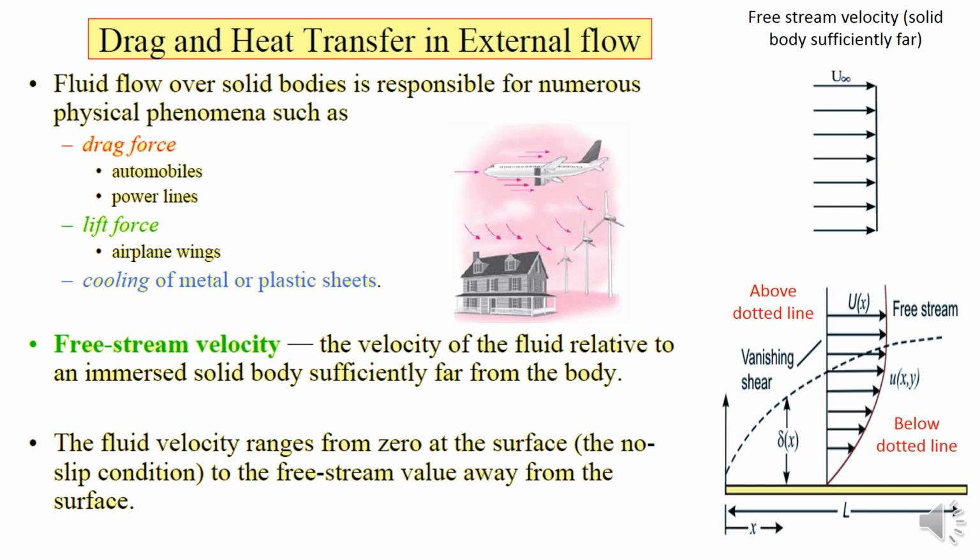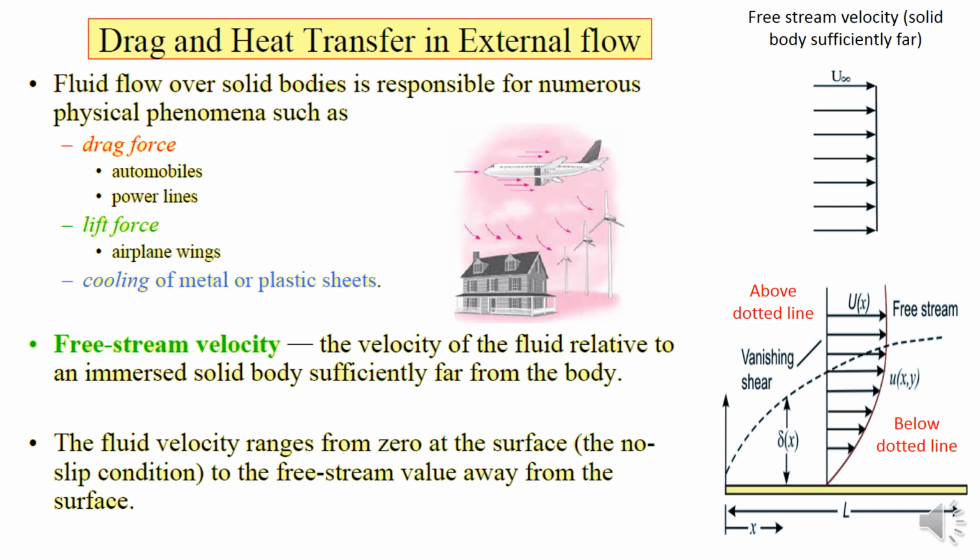In this fluid flow, there is the free stream velocity, the velocity of the fluid relative to an immersed solid body, sufficiently far from the body. As you can see on your right hand side, top figure, free stream velocity, solid body sufficiently far. So there is no disturbance to the velocity of the fluid. This is called the free stream velocity.